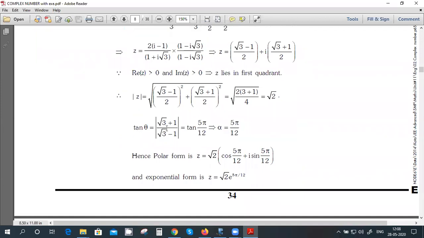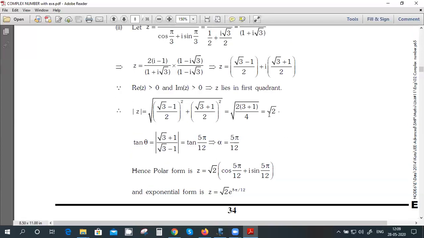The second one you said, tan inverse of (√3 plus 1) by (√3 minus 1), right? That's what you said? Yeah, that's correct. So 5 pi by 12. How much is 5 pi by 12? 5 by 6 is 30 degrees, so 15 degrees, so it's 75 degrees. Anyway, it's okay, fine.